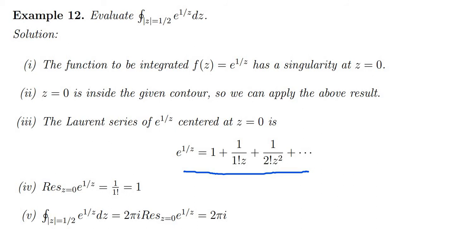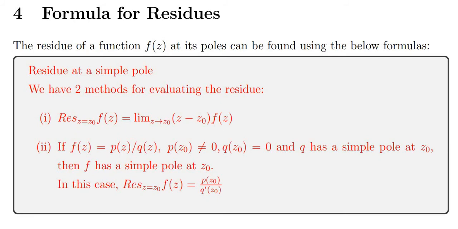So the integral over |z| = 1/2 of e^(1/z) dz is 2πi times 1, that's 2πi. Finding the residue from the Laurent series each time is a lengthy method, but when the singularity is a pole, we can evaluate the residue using the below formulas.